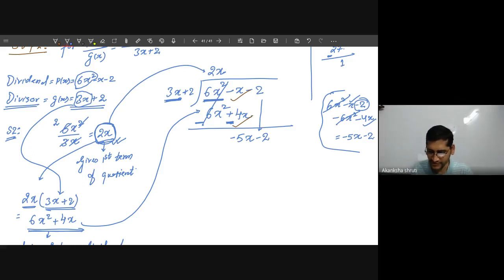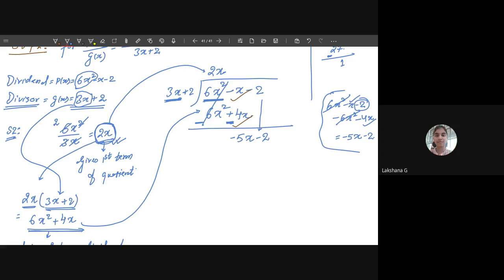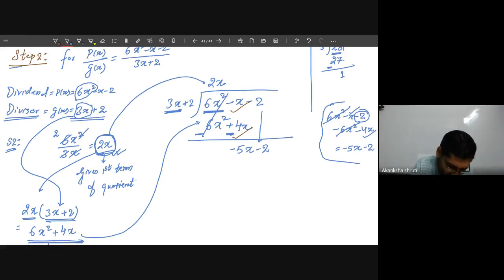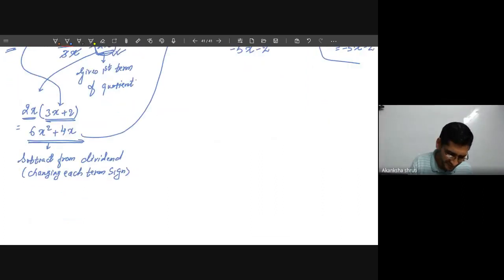Any doubt? Yes sir. No sir. So this one step is completed. This is quite a crucial step. It is a very important step. Step number 2 is the soul of the division of polynomials. Students, now the next step, step number 3. Step number 3 is nothing but repeating step 2.